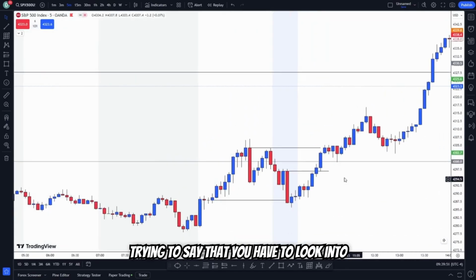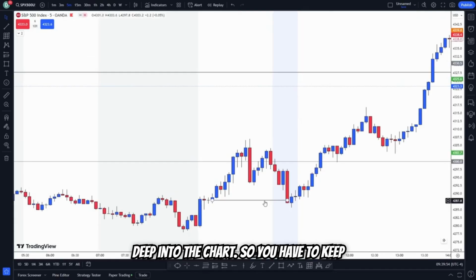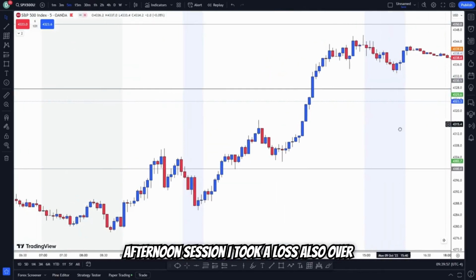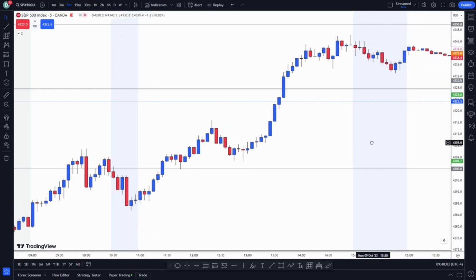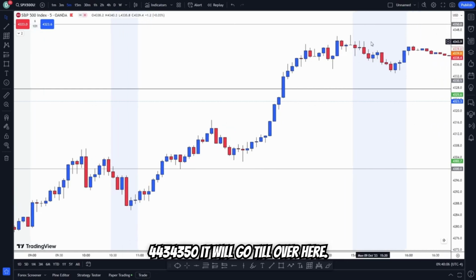The thing which I'm trying to say is that you have to look deep into the chart, so you have to keep your full focus at this moment. And in the afternoon session I took a loss also over here, like I took a buy over here. I was thinking that it will go till this 4350, it will go till over here.